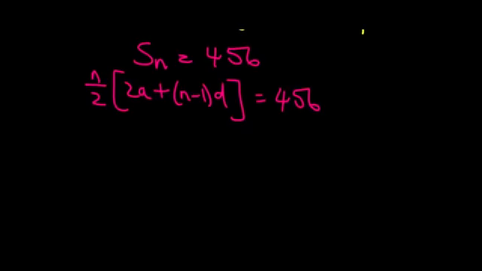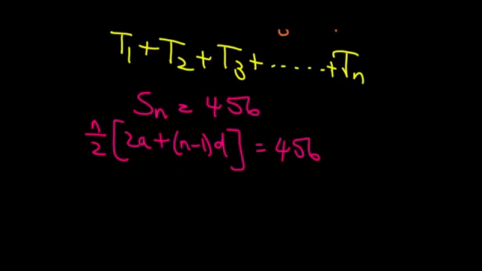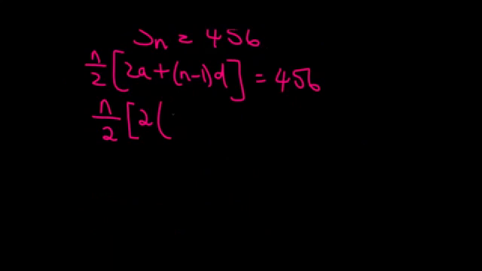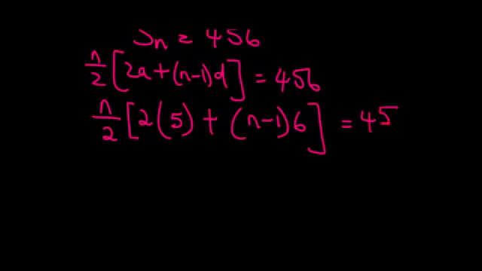Okay, so I can now substitute in what I know. My first term, a, what did we get it as? We worked it up here, it is 5, and I'm adding 6. So it's equal to 5. I'm solving for n, and I know that my difference is equal to 6. And I can now solve for n.